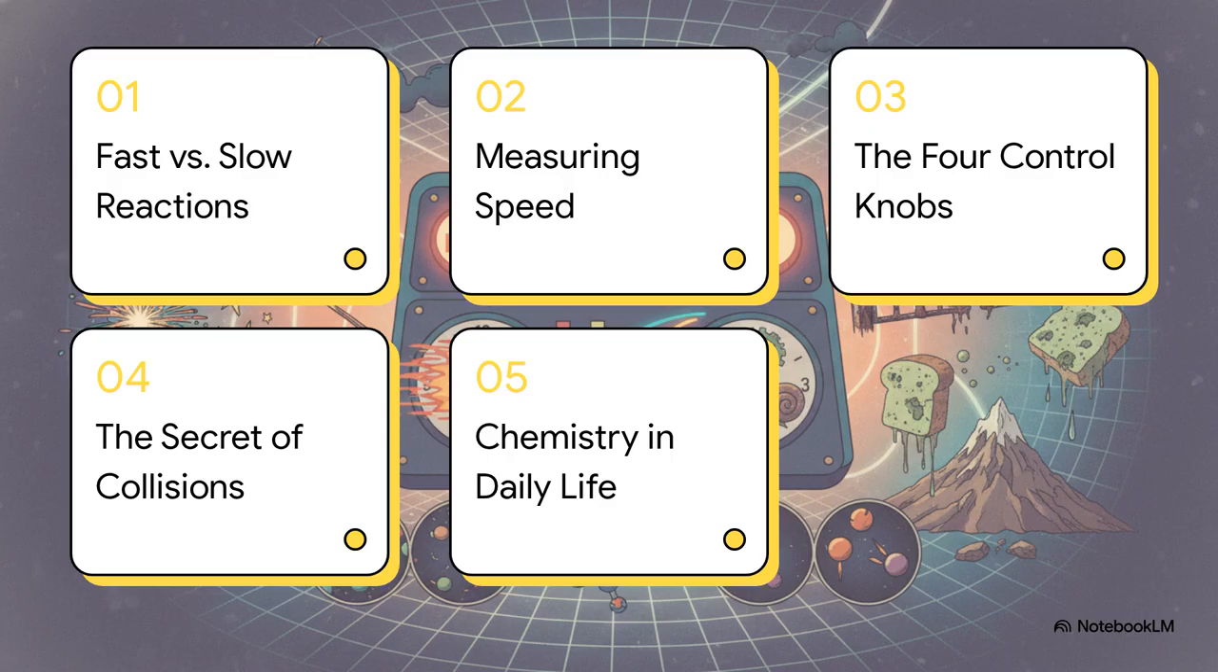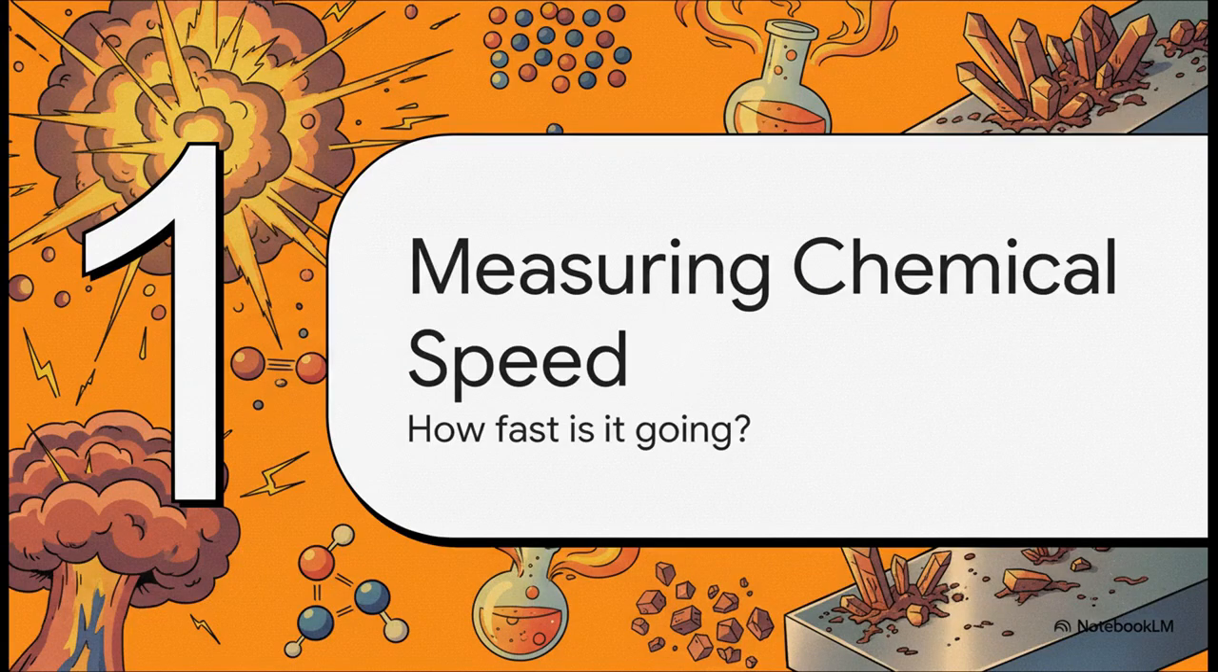Okay, so here's our game plan. We've just talked about the difference between fast and slow reactions. Next up, we're going to see how you even measure that speed. Then we'll get our hands on the 4 main control knobs that let us change it. After that, we'll uncover the secret of collisions, and finally, we'll see how you're using all of this chemistry in your daily life. All right, first things first.